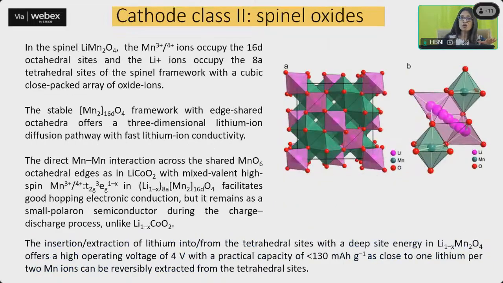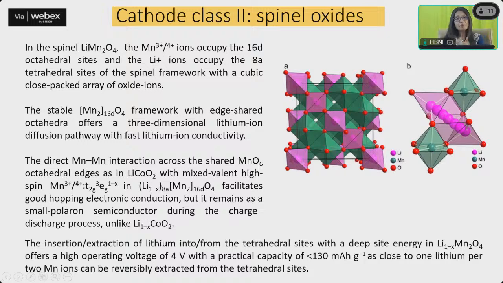So that was all about your LCO kind of cathode materials. Now coming to the second class of cathode material, which is basically your spinel oxides. In the spinel, this is LiMn2O4, the Mn 3+/4+ ions occupy the octahedral sites, and the lithium ions occupy the tetrahedral sites. So the stable Mn2O4 framework has edge-shared octahedra which offers a three-dimensional lithium-ion diffusion pathway. You see this is a three-dimensional lithium-ion diffusion pathway over here, and so it will give a very fast lithium-ion conductivity. Whereas in the case of LCO, it was a two-dimensional pathway. Here it is a three-dimensional pathway.